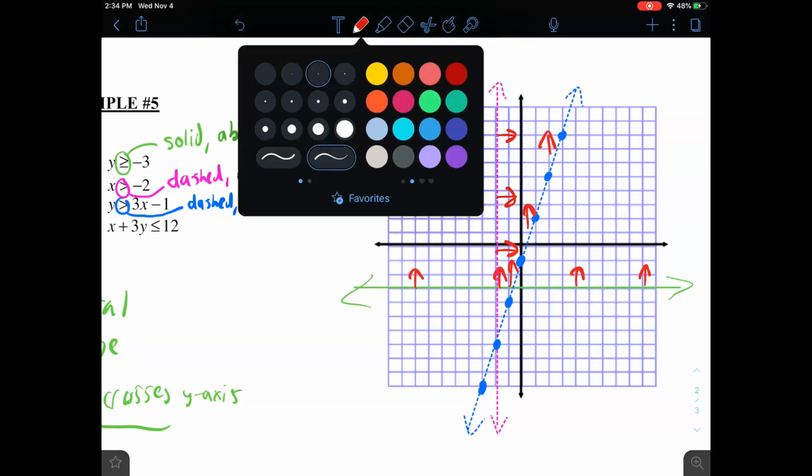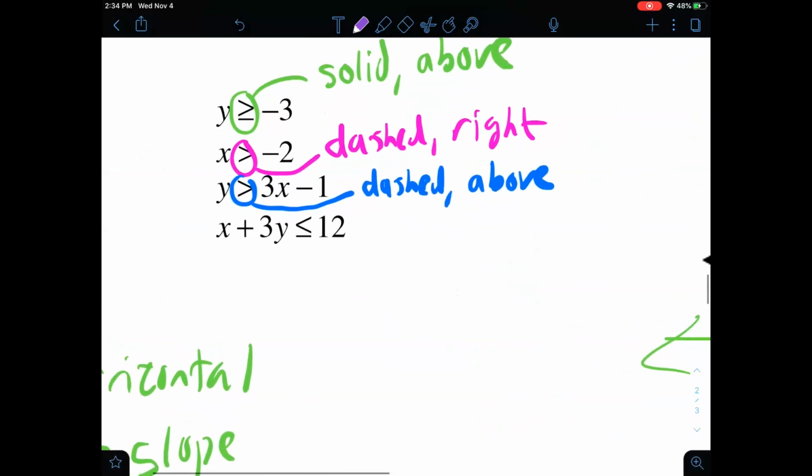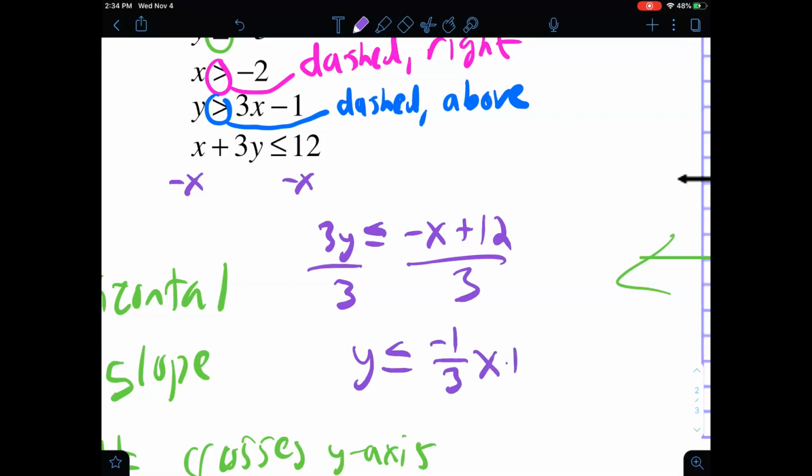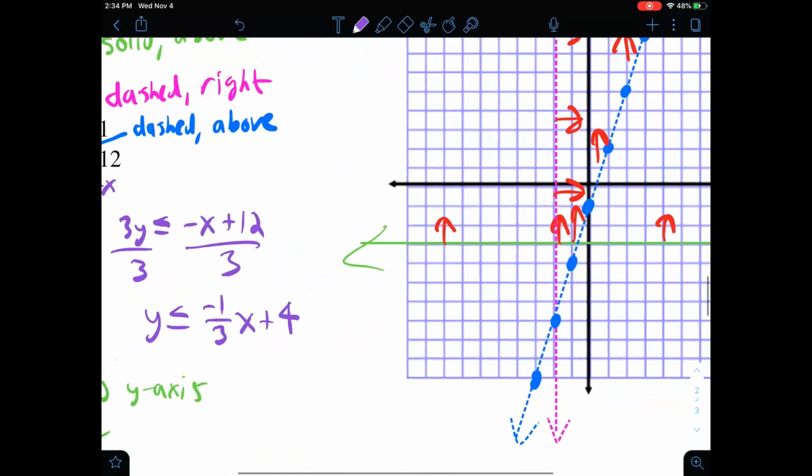And the last one, what color? Let's use purple. Now we've got to solve for y here. Let's subtract x from both sides. 3y is less than or equal to -x plus 12. Divide by 3 to get y by itself. y is less than or equal to -1/3 x plus 4.